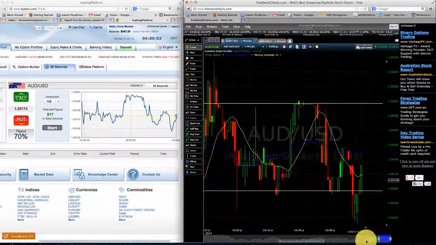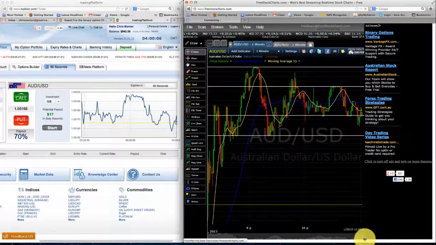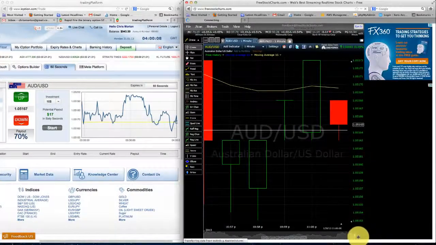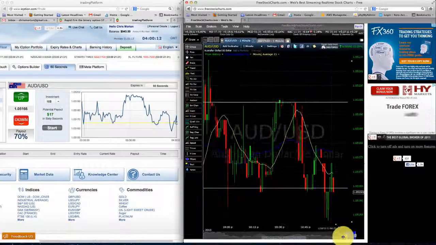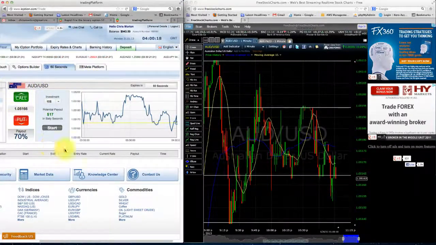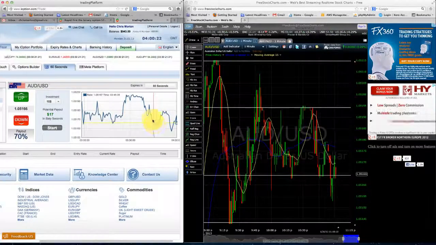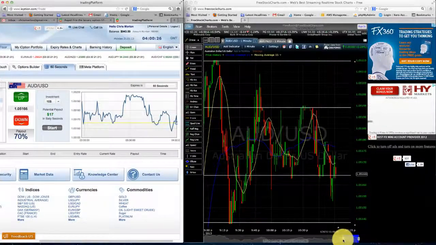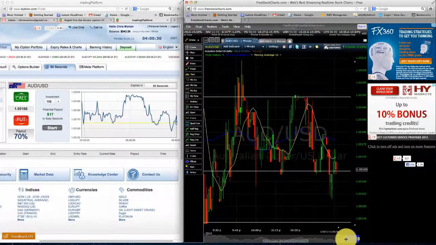freestockcharts.com. This is great because it's going to give you a lot more detailed analysis of what is exactly happening on any stock. As you'll notice on the binary options platform, it's a very basic graph and you can't really tell what's going on too much. Plus it doesn't have the candlesticks, which gives you a lot more insight as to what's happening.